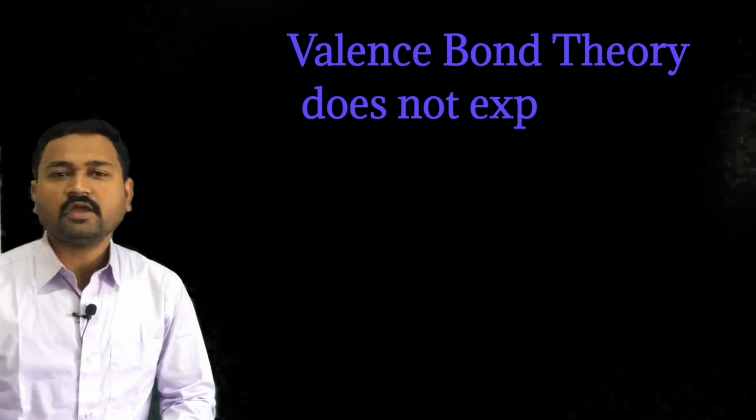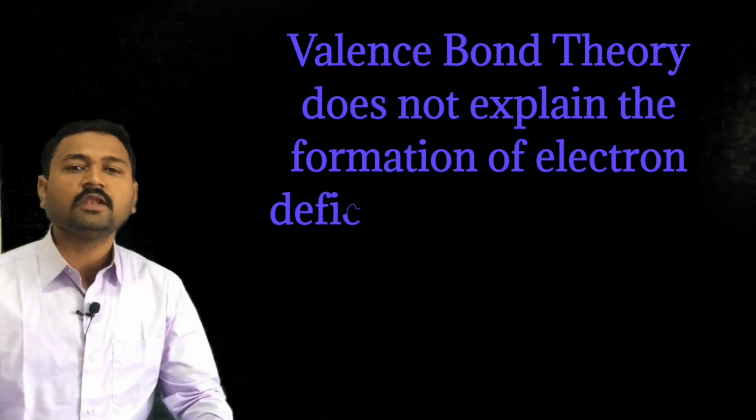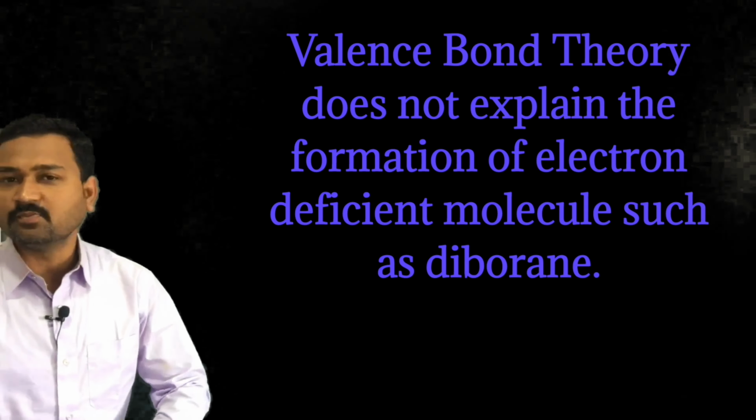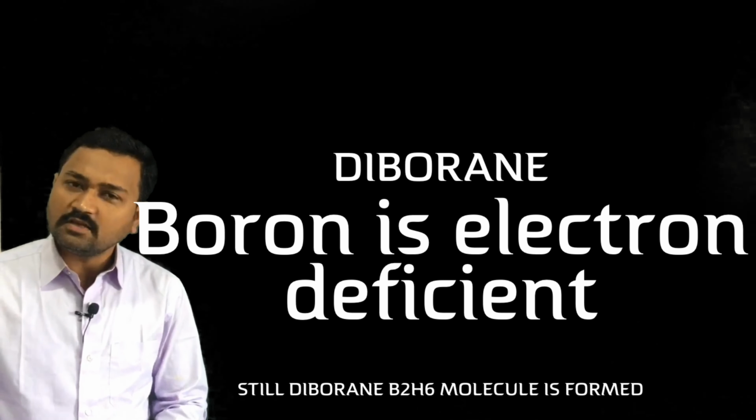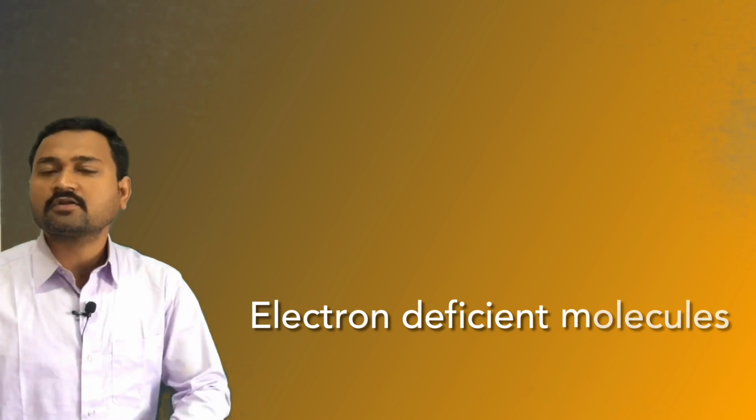Again, the next important limitation: valence bond theory does not explain the formation of electron deficient molecules such as those of boron. The boron atom is electron deficient, still the formation of boron molecules takes place. So, valence bond theory is unable to explain the formation of such electron deficient molecules also. So, these are a few shortcomings or limitations of valence bond theory. Hence, we proposed the molecular orbital theory.